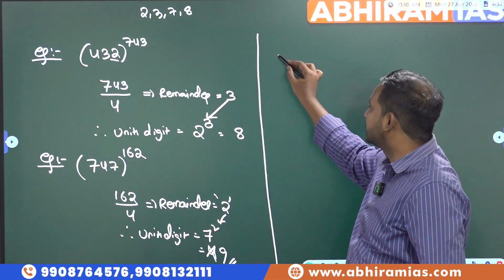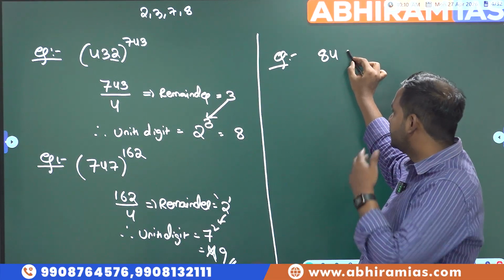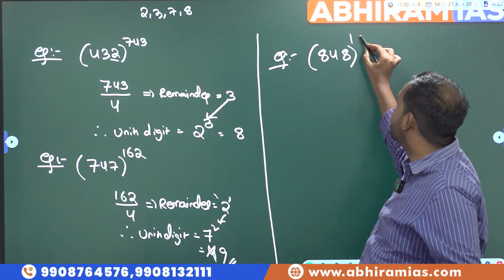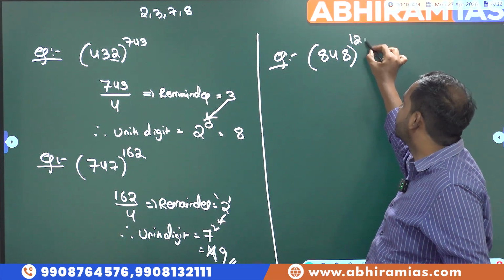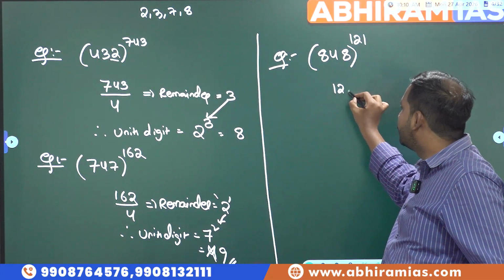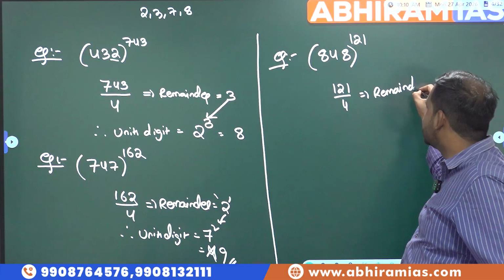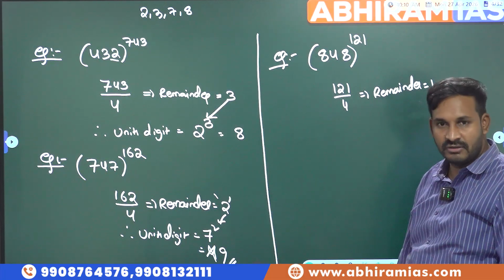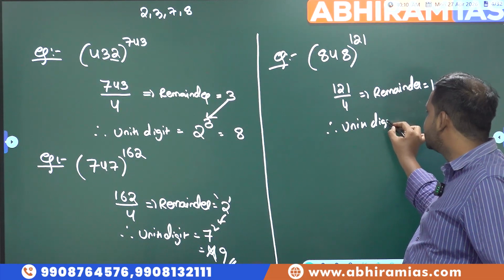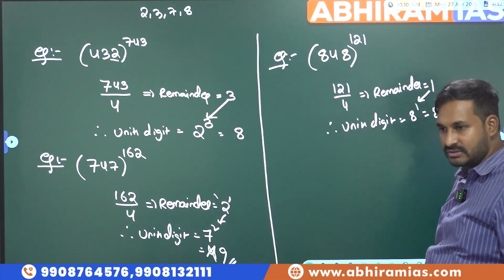Okay. Next example, 848 whole to the power of 121. Okay. So now 121/4. What is the remainder? Remainder is equal to 1. So units digit is equal to 8 to the power of 1. That is what? 8. ఈ 1 ఇక్కడికి వచ్చేస్తుంది.